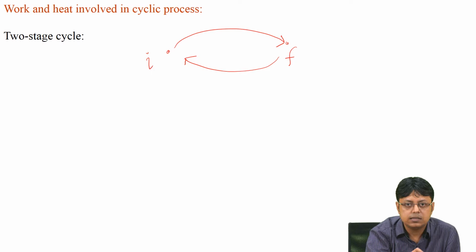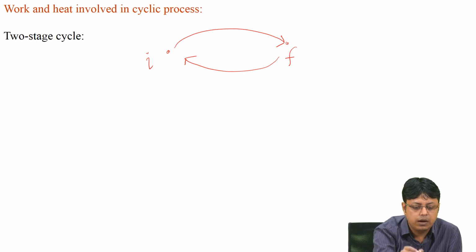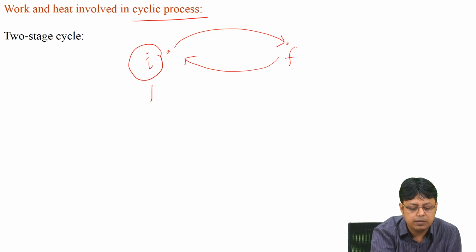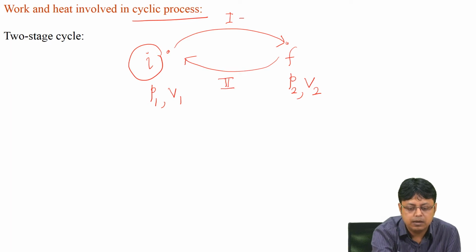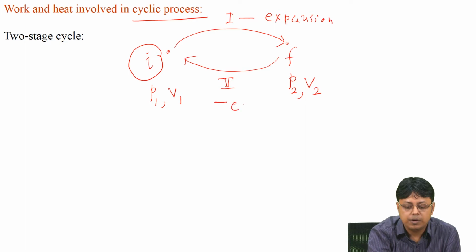Now, let us consider a cyclic process where we start from the initial state of say pressure P1 and volume V1 to a state which is pressure P2 and volume V2, but then again we come back in the second step. So, if the pressure P2 is less than P1, the first step is nothing but an expansion step, and the second step is nothing but a compression step.